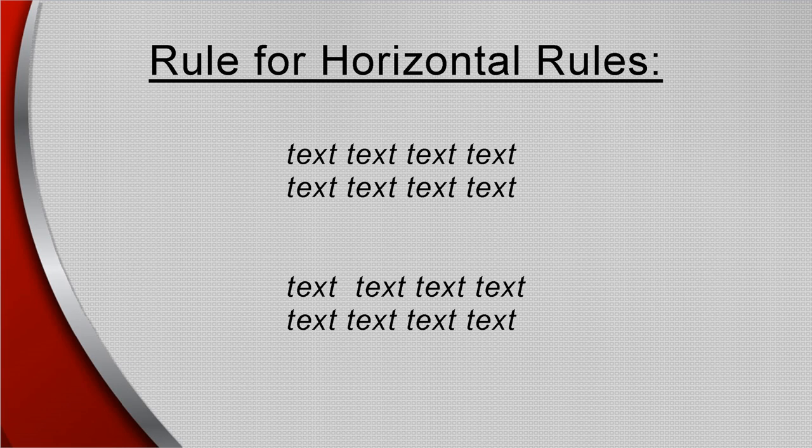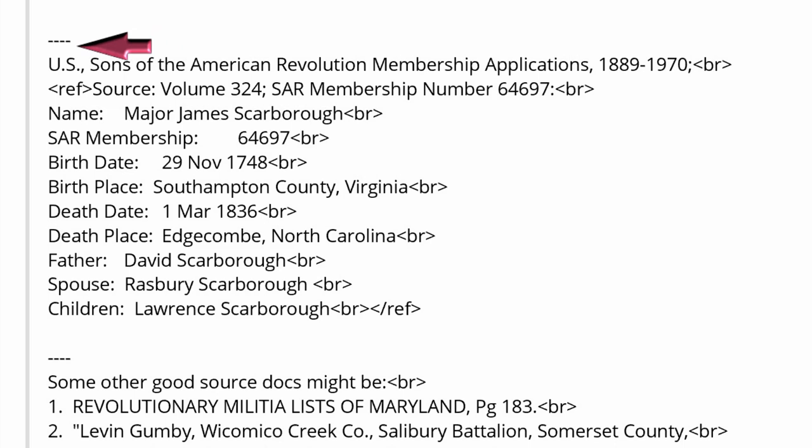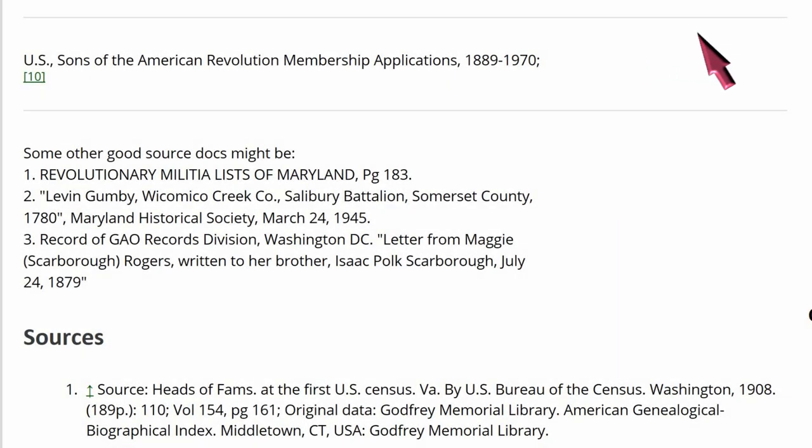If a separator is needed to visually separate text, you should use four sequential hyphens, which is code for a horizontal rule. However, in no case should a horizontal rule be used above the biography heading. It looks like this on the edit screen, and like this in a profile's public view.